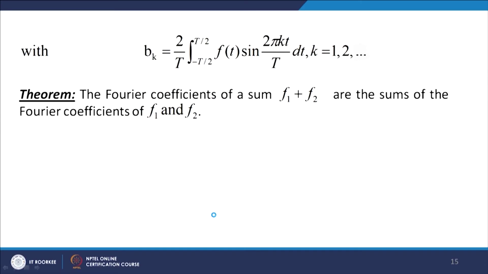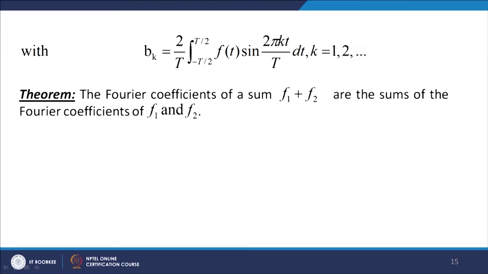So, where b n's are given by 2 over T, integral from minus T by 2 to T by 2 of f(t) sin(2 pi n t by T) dt, for n taking values 1, 2 and so on. The Fourier coefficients of a sum f 1 plus f 2 are the sums of the Fourier coefficients of f 1 and f 2. It is very easy to see.